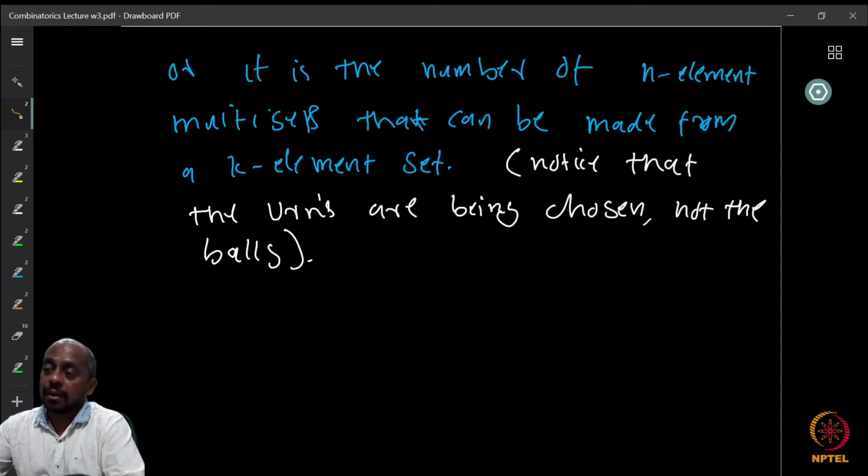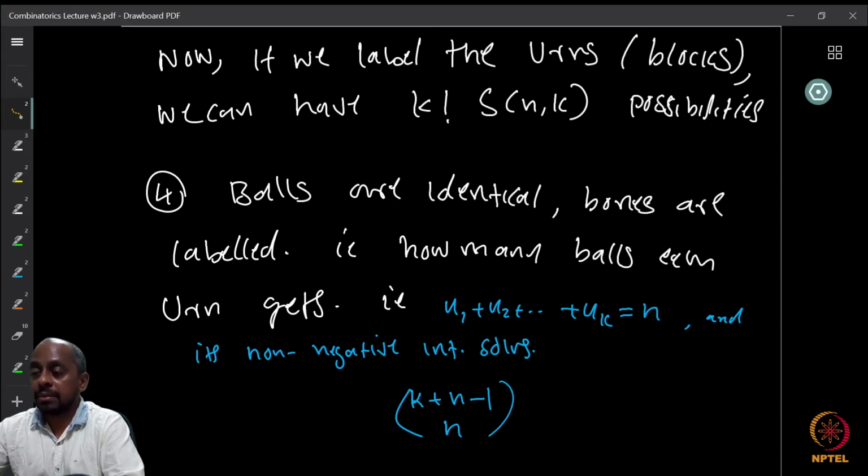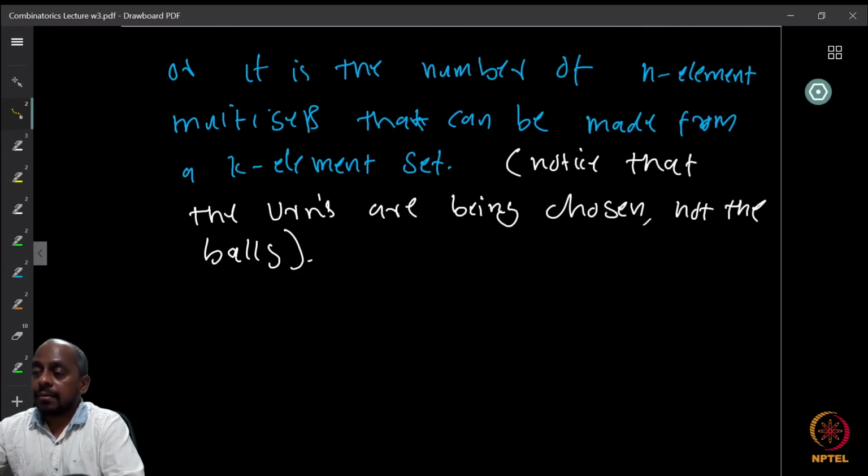From this you want to select some copies of each of the urns, so that you get an n element multiset, which is the total number of balls. So you can think of this as the number of ways of selecting an n element multiset from a k element set. That is also k plus n minus 1 choose n. So we already saw both notions for this parameter, and this matches.